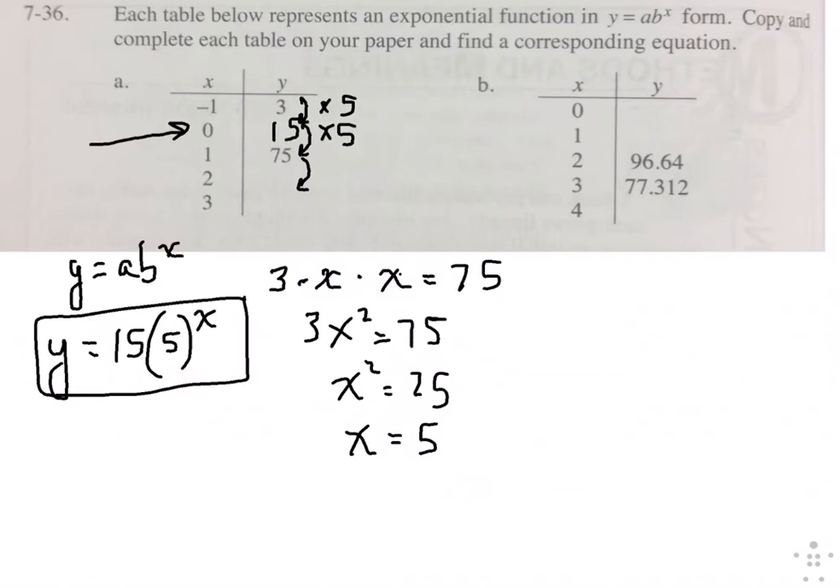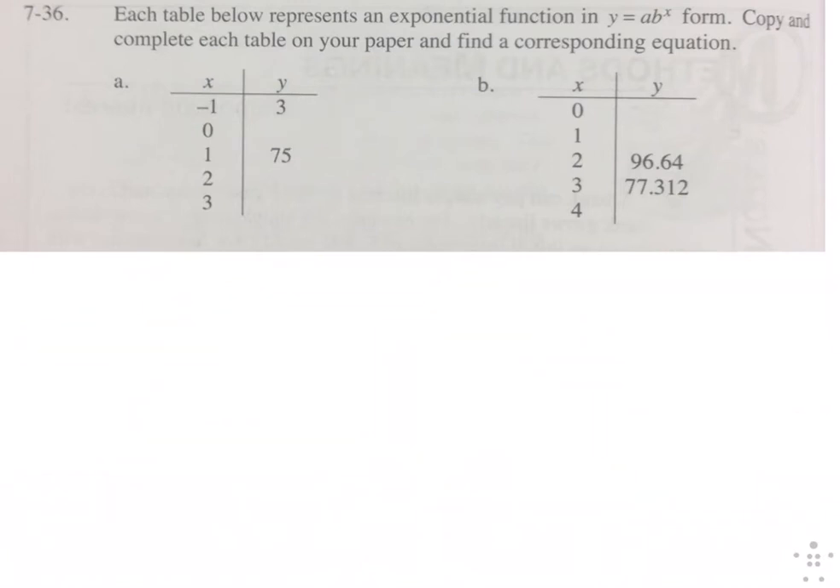Now, moving on to part B, we do a similar thing. Let me get some room here. I'll erase all that. And we can find the multiplier. So we have 77.312 divided by 96.64, and that will give us the multiplier. If we type that into our calculator, we get 0.8, which is our multiplier.